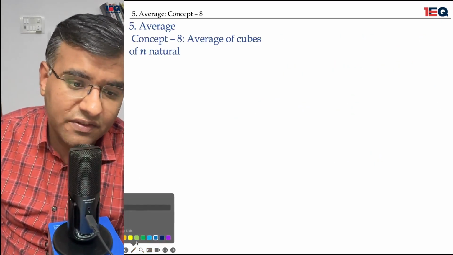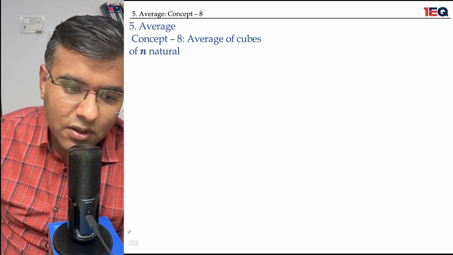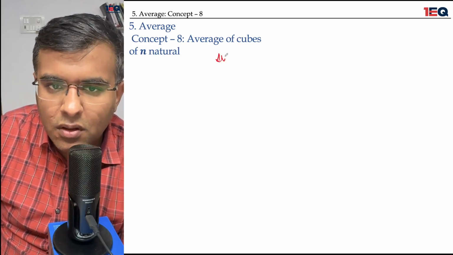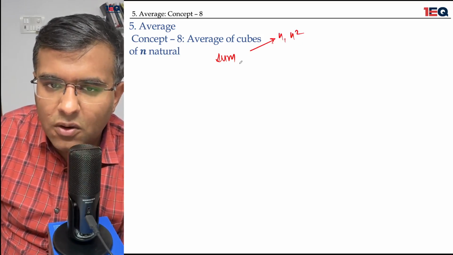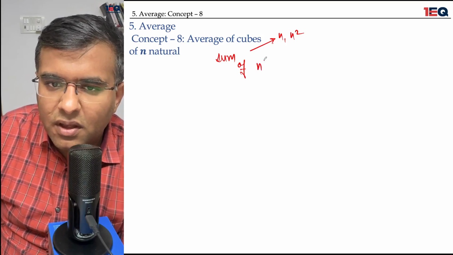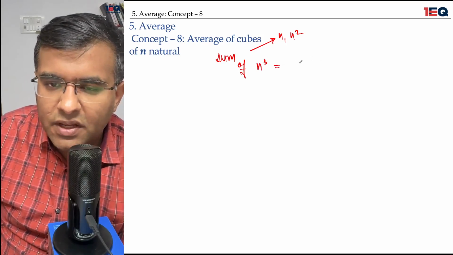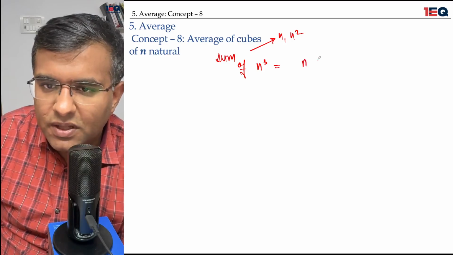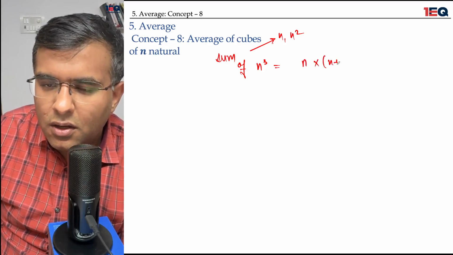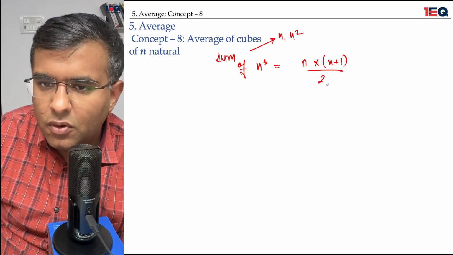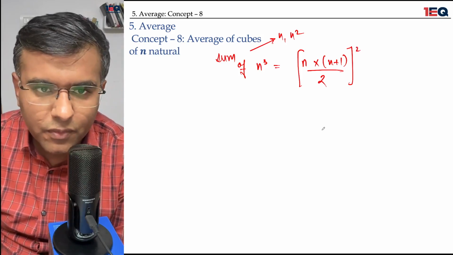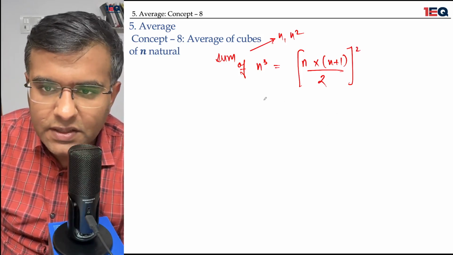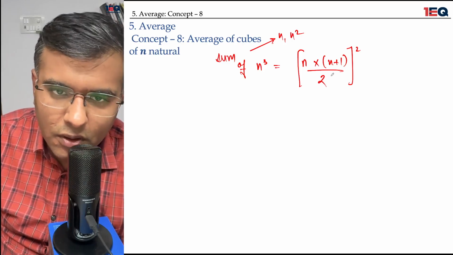Average of cubes of n natural numbers. We've talked about sum. We know the sum of n. We know the sum of n square. Now I'll talk about sum of n cube. For the sum of n cube, the formula which comes into place is n into n plus 1 whole upon 2, and I would be squaring things up. N into n plus 1 whole upon 2, whole squared.